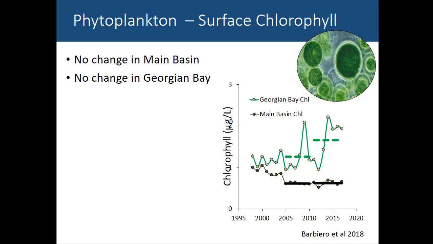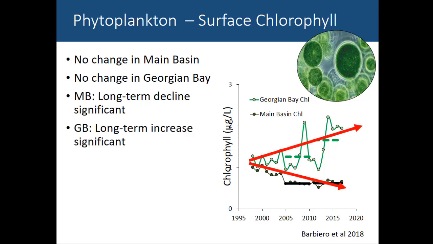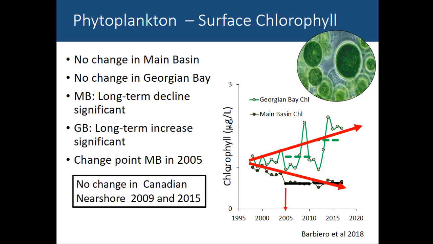So this is spring chlorophyll in May, and there's been no change in the main basin. You can see that. Has there been no change in Georgian Bay either? Because we have all that variability, we can't detect it. But we have seen a decrease in chlorophyll in the main basin, and this one should have been blue. I forgot that. So this is a blue arrow towards increased chlorophyll in Georgian Bay. Change point again around 2005, and no change in the Canadian nearshore areas.